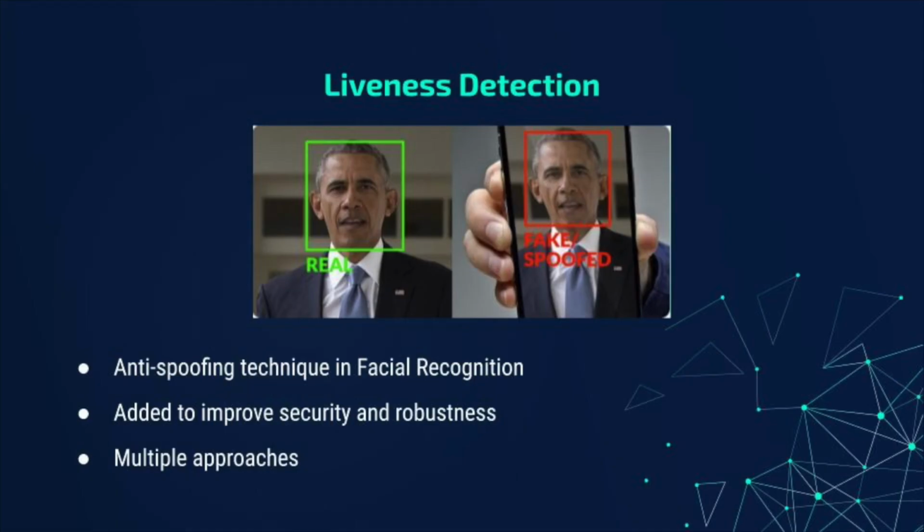Liveness detection is an anti-spoofing technique used in facial recognition systems. Liveness detection ensures that an image or video of an authorized user does not fool the facial recognition system. We can set up a liveness detector by treating it as a binary classification problem with two classes: number 1, real faces, and number 2, fake or spoofed faces.